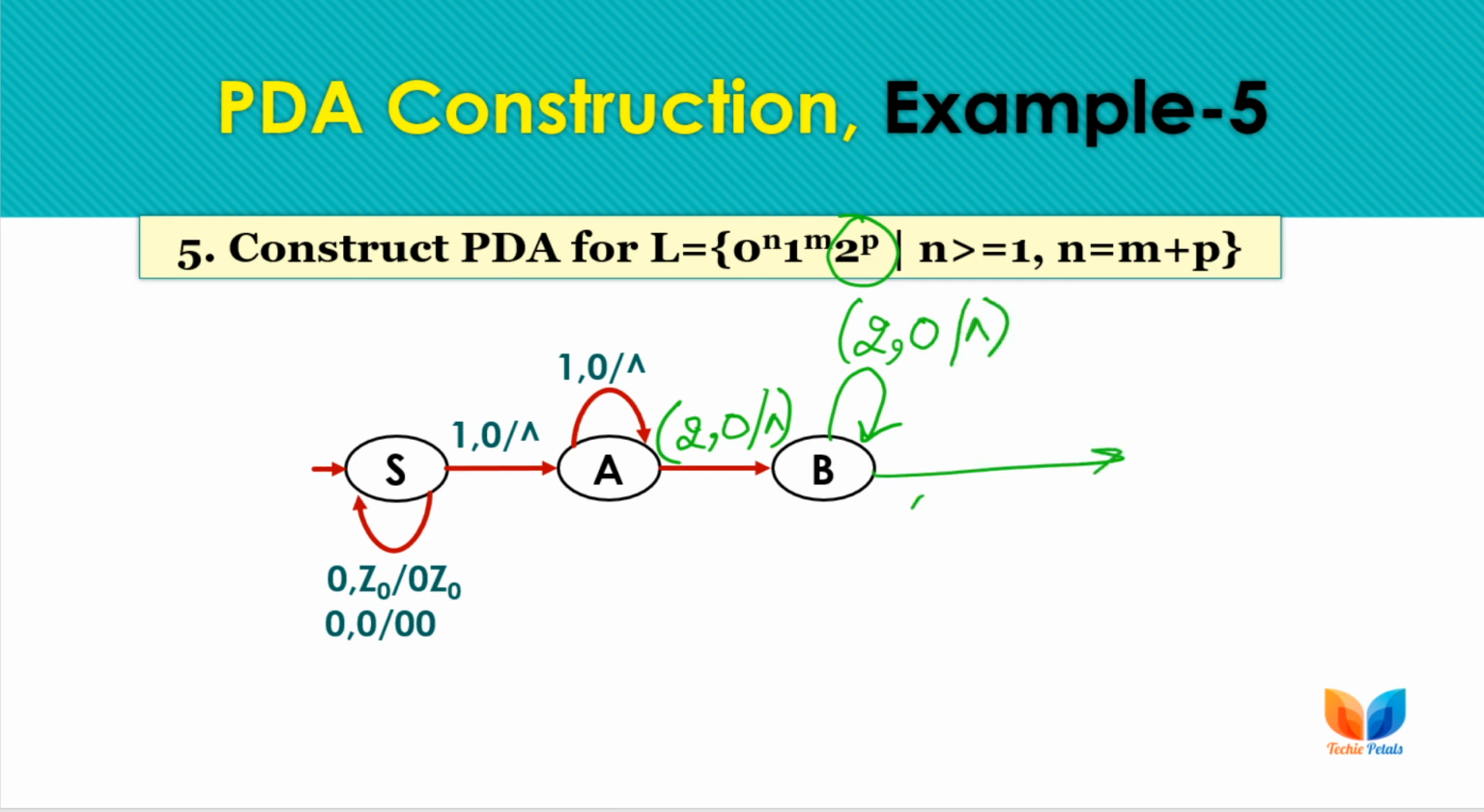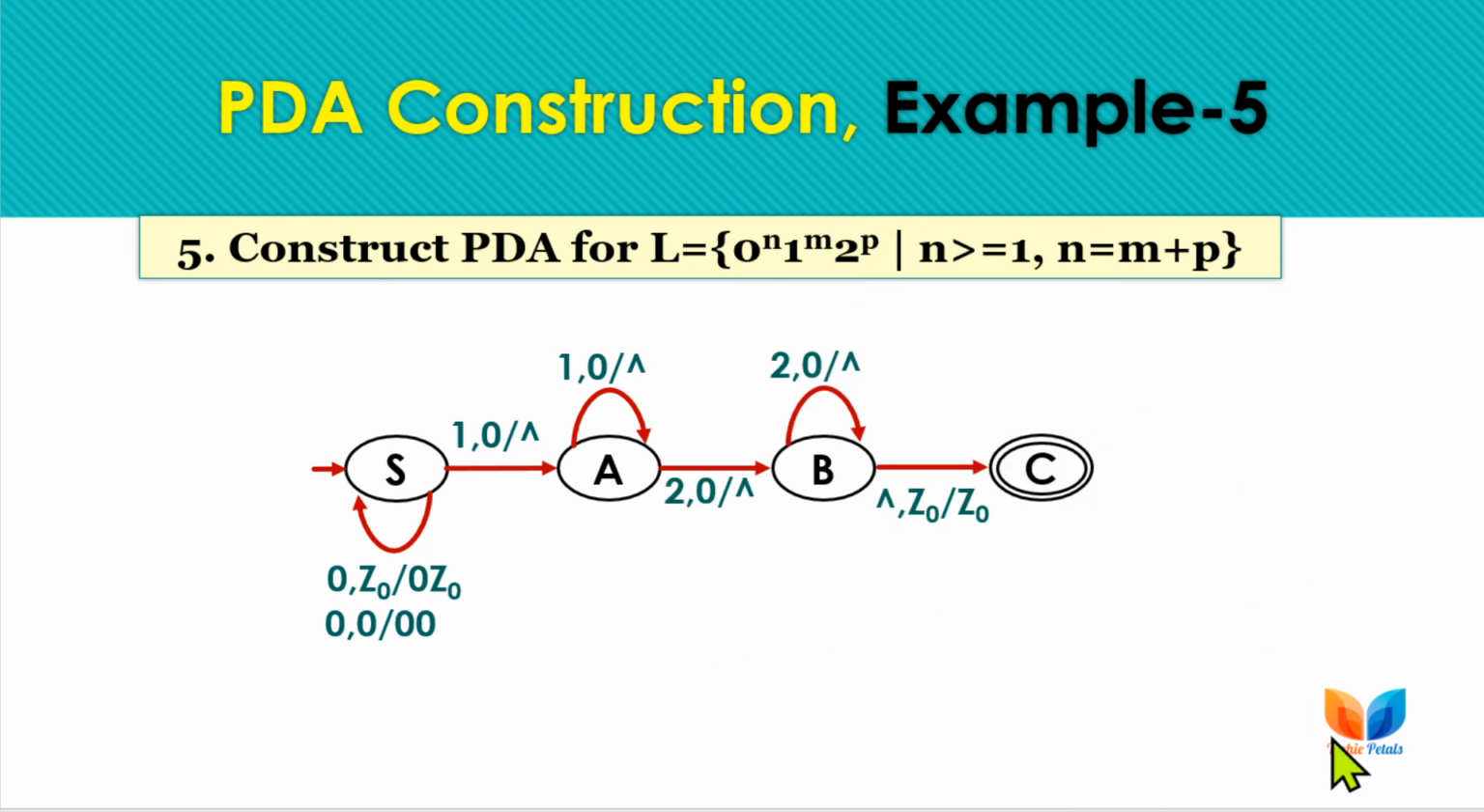As the string has ended and the stack top is z0, we can replace it with the same, or if we show acceptance by empty stack, then we can replace the stack top by null and move to the next non-final state. So this is a simple transition diagram for the PDA for this particular language.